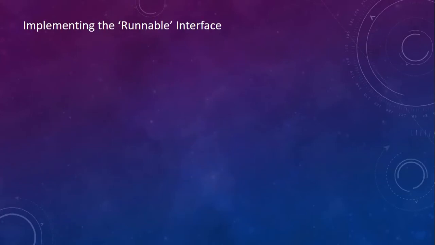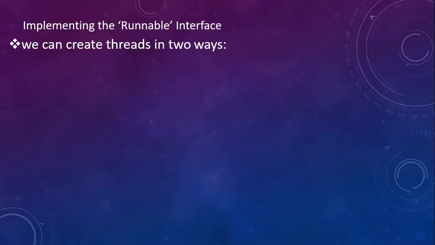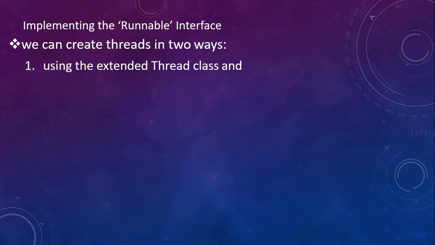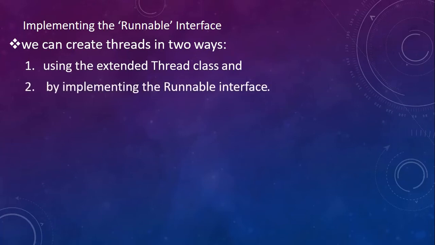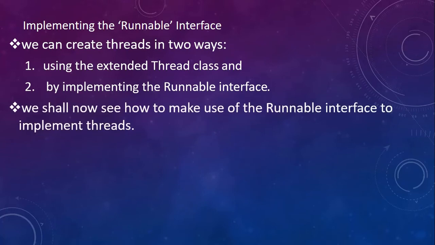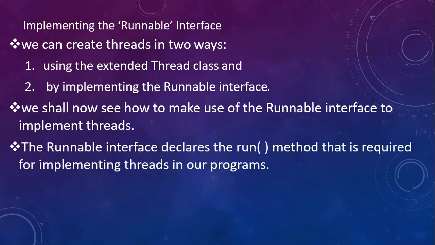Implementing the Runnable interface, we know that we can create a thread in two ways. One, by extending the Thread class, which we have seen in the past lecture, and the other by implementing the Runnable interface. So we shall now see how to make use of the Runnable interface to implement threads. Notice that this Runnable interface declares the run method, and this run method is required to be implemented by whichever class we create that implements this interface.